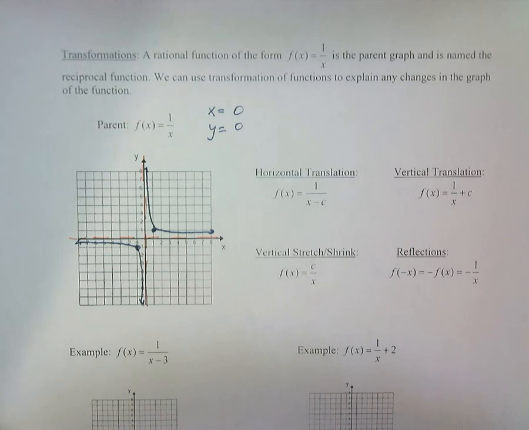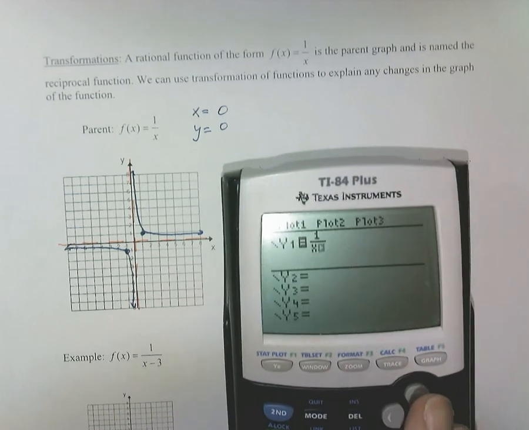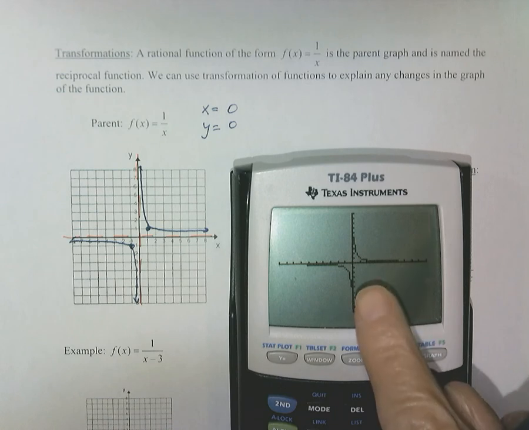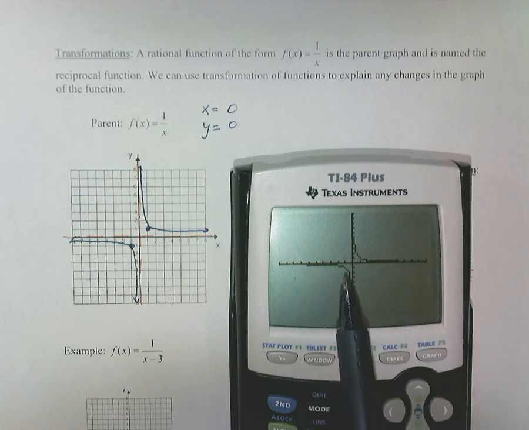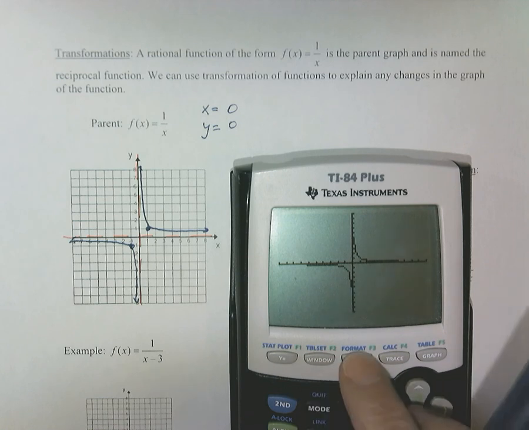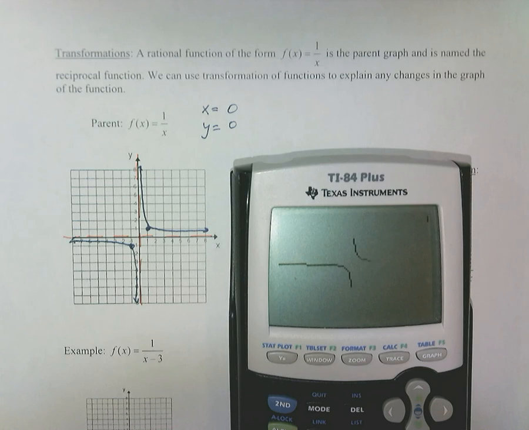If I graph it in the calculator, it's very deceiving. So 1 divided by x. You can't really see it very well. It actually keeps going to the left and keeps going to the right. There's a horizontal asymptote there, and there's a vertical asymptote there. It's kind of hard to see. Let's take away the axes. So I'm going to go down, turn the axes off. You can see it a little bit better. It really does continue to go. You just can't see it very well.